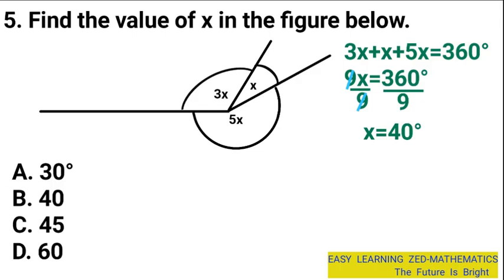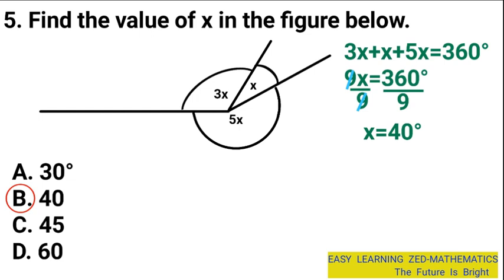So the answer to this question was B, 40 degrees. 40 degrees was the correct answer. Please bear with me that for B, C, and D, I did not put the degree signs, but they should have degree signs. So the correct answer was B, which is 40 degrees.